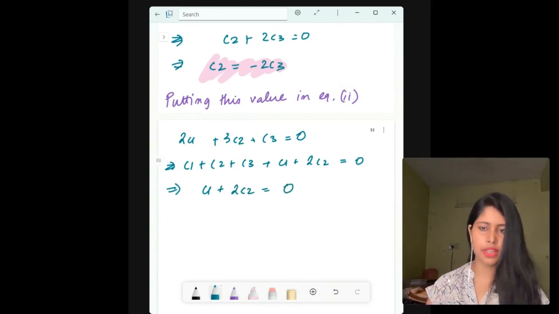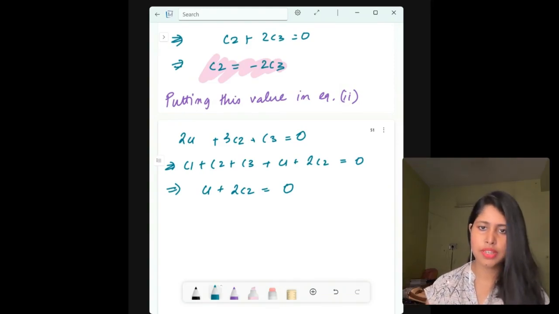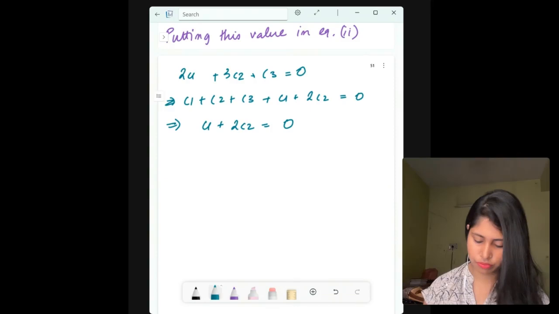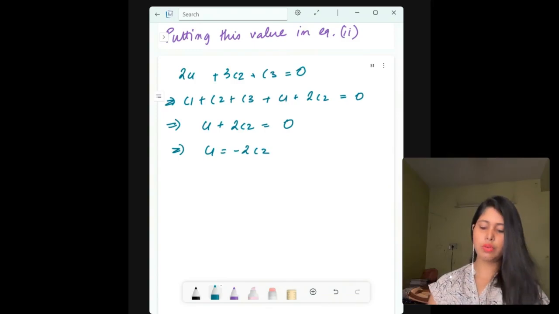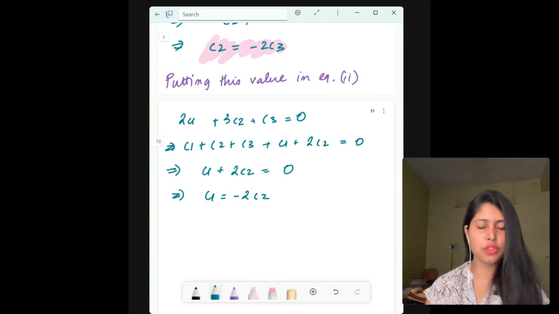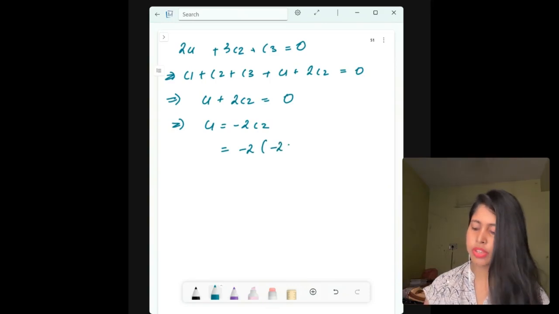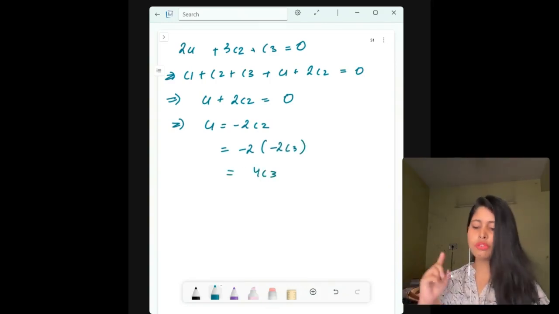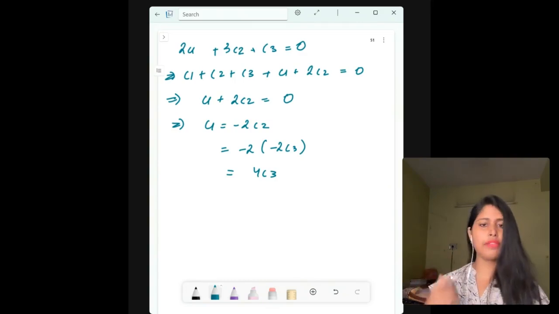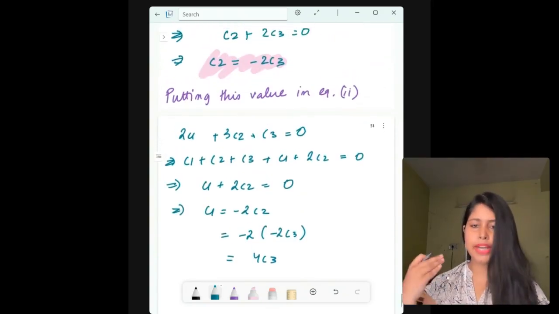And from here we get another equation, that C1 is equal to minus 2C2, right? And we already know what C2 is. C2 can be written as minus 2C3. So we get minus 2 into minus 2C3, which is equal to 4C3. So from here we can get the three values, right? C1 is equal to 4C3, and C2 is equal to minus 2C3.